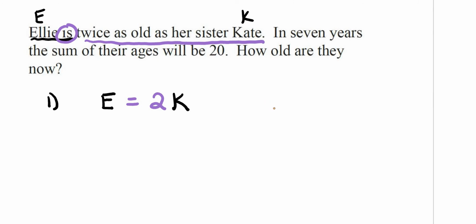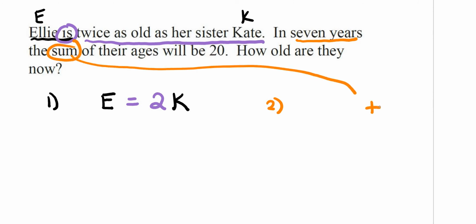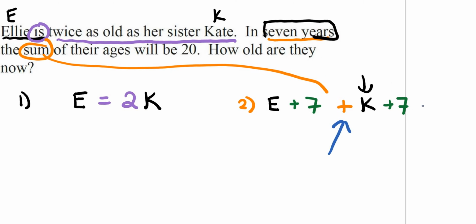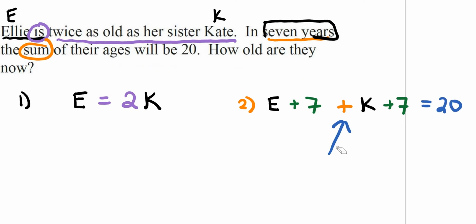Now our second equation: in 7 years, the sum of their ages will be 20. Sum means we're adding. Right now Ellie is E years old, and in 7 years she's going to be 7 years older, so E plus 7. Right now Kate is K years old, and in 7 years she'll be K plus 7. If I add up their ages 7 years from now, they add up to 20. That's how you set up this second equation.